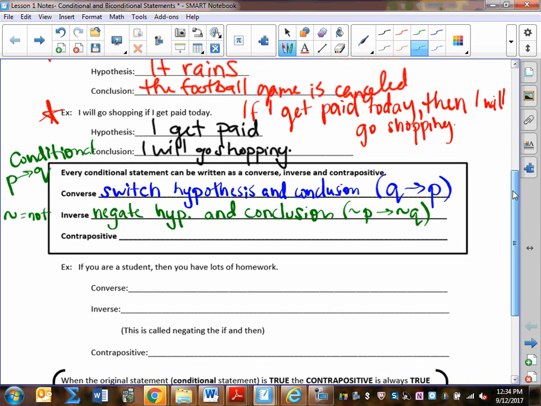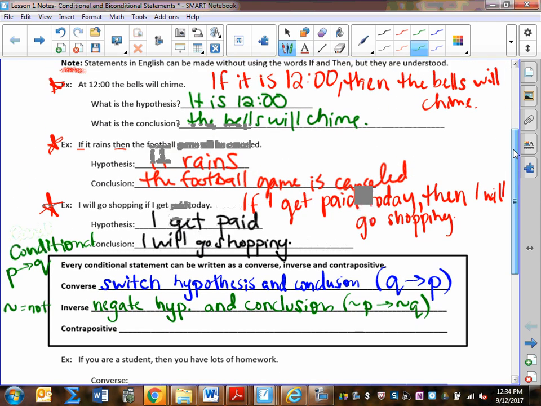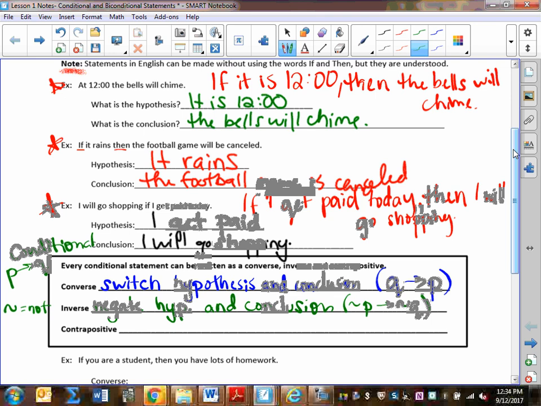So let's go ahead and take a look at the first one. If it is not noon, then the bells will not chime. That would be an example of inverse.